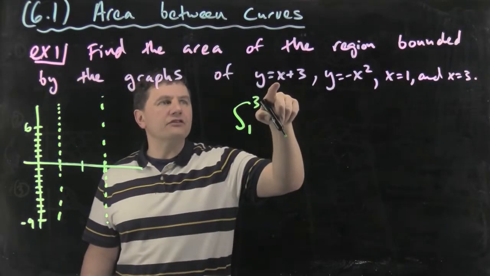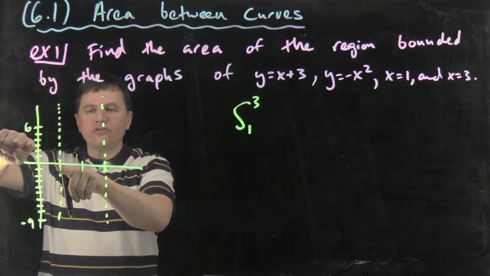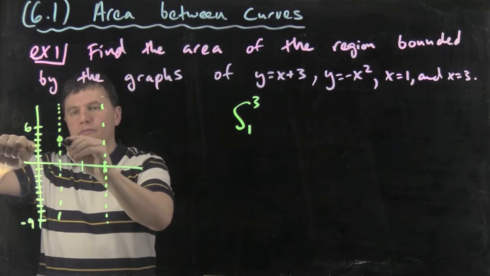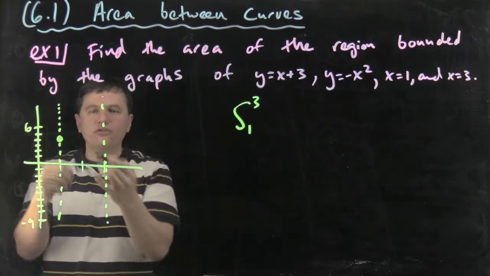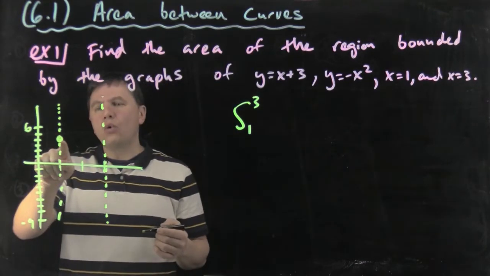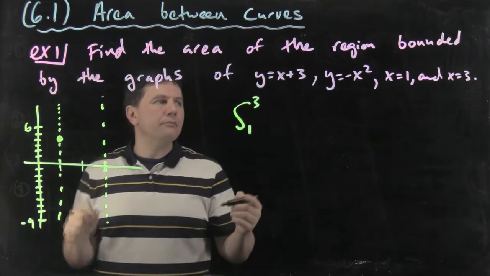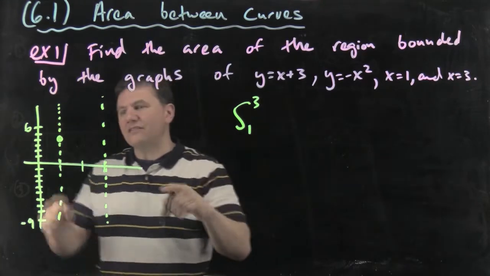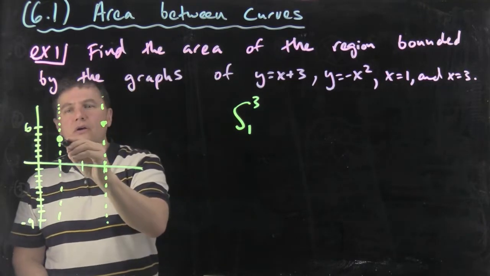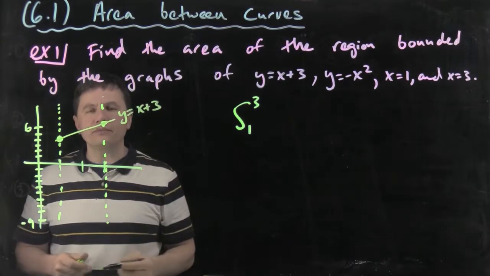So x plus 3, we know that has a y-intercept of 3, but we're more interested where it starts off at 1. If I plug 1 in, that's 4. Like I said, I'm not worried too much about this. I just want sort of a rough graph here. So 1, comma 4, and then when I plug 3 into this, I get 6. So that would be 3, 6. So this is our first equation, y equals x plus 3.